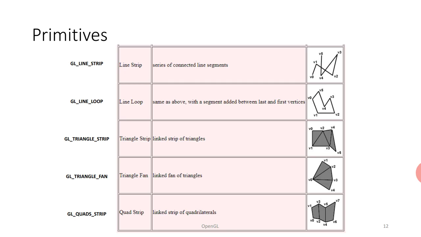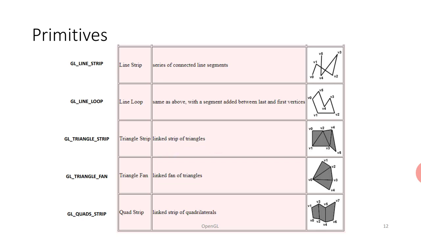So V0 and V5 are connected to each other using GL_LINE_LOOP. Next primitive is GL_TRIANGLE_STRIP. So using GL_TRIANGLE you can draw a single triangle, but using this GL_TRIANGLE_STRIP you can draw a triangle strip, that is a linked strip of triangles.